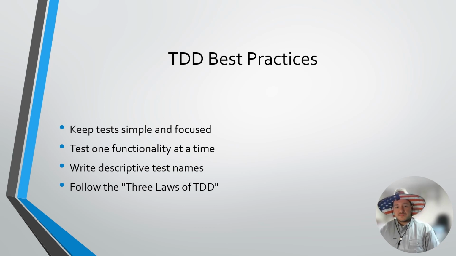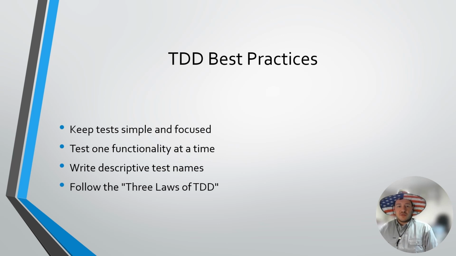general objective. The second one is you should only write enough tests to fail. This means that the test should be written only to the extent necessary to verify the desired behaviors of the code. The test should be simple, specific, and focused on a single behavior or functionality.